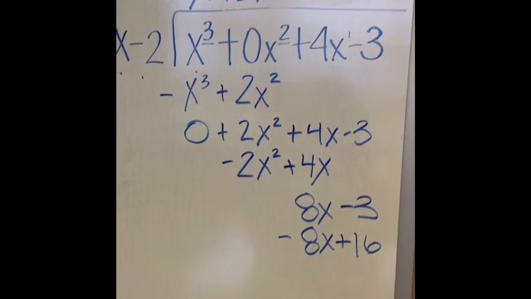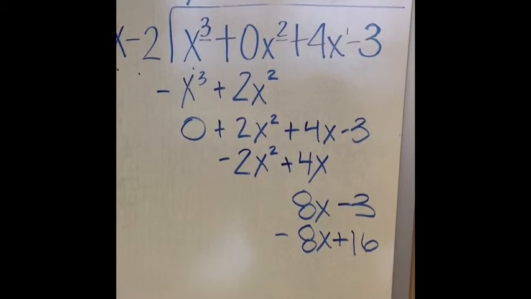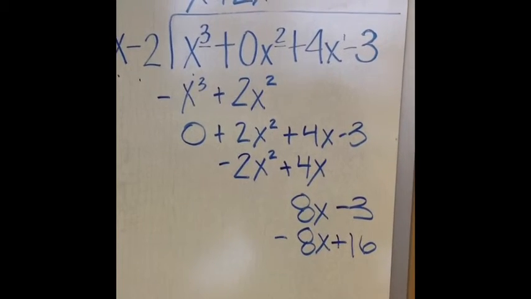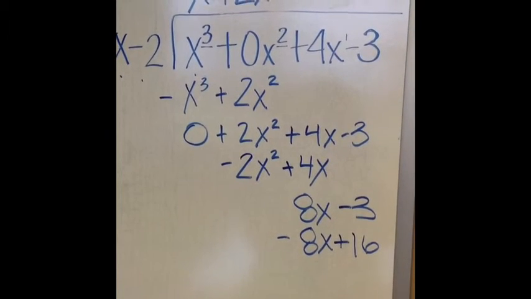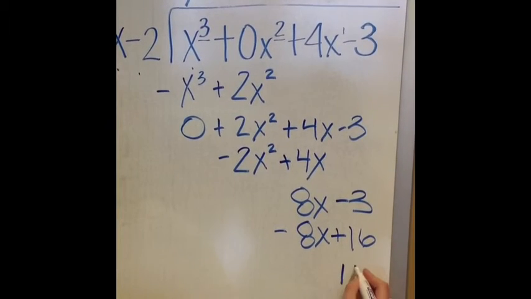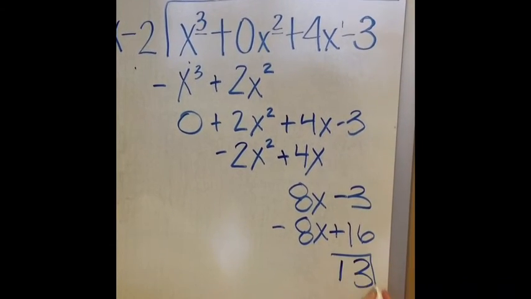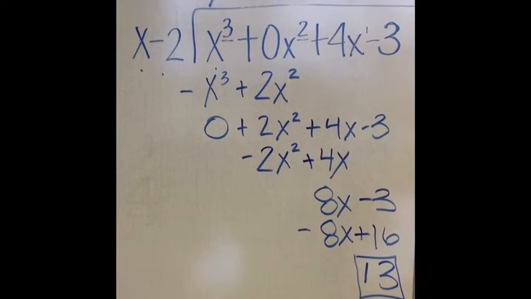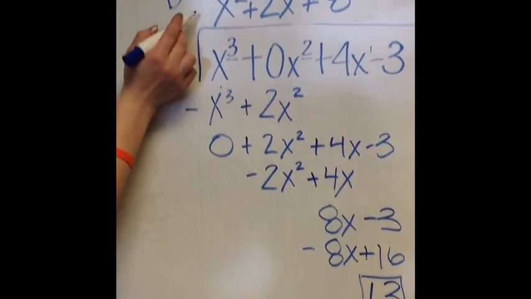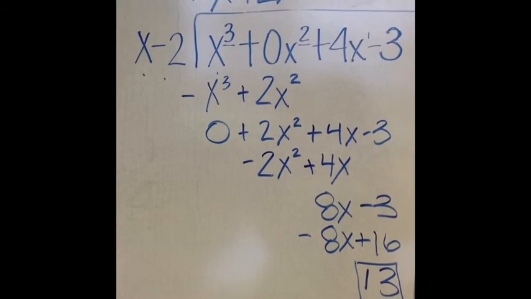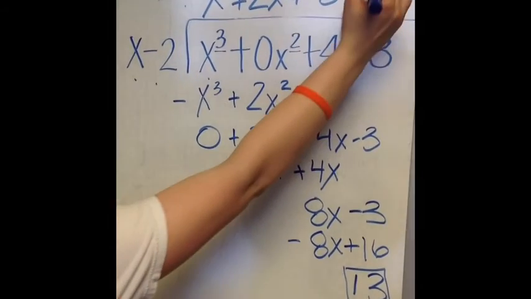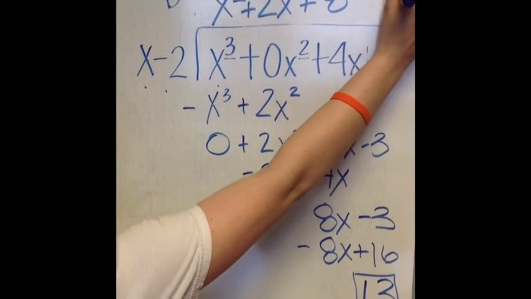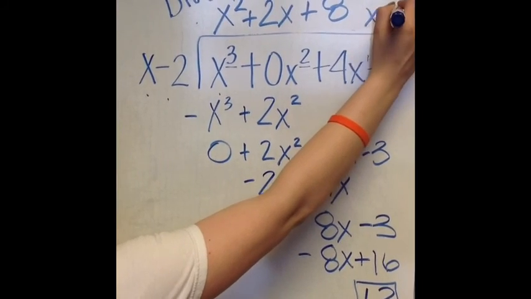So then you have 0 with the 8x minus 8x, and you have a positive 13, which is your remainder. So then on the top, you have x squared plus 2x plus 8, and a remainder of 13 all over x minus 2.